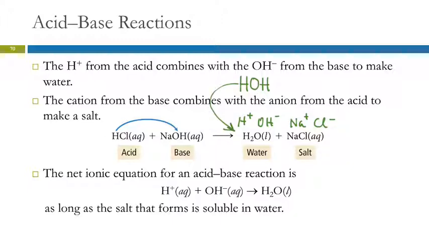If we write the complete ionic equation and cross out the spectators, we find that the reaction, the net ionic equation, is this: hydrogen ion plus hydroxide ion making water. And that is true for many, if not most, acid-base neutralization reactions. As long as the salt that forms is soluble in water, this will be the net ionic equation. Any questions?